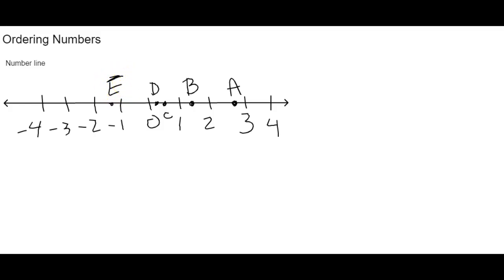So if I were to ask a question about this, I could say something like, what point best represents 1.5? Well, if we look at our number line, 1.5 would be exactly halfway between 1 and 2. So that would be point B.